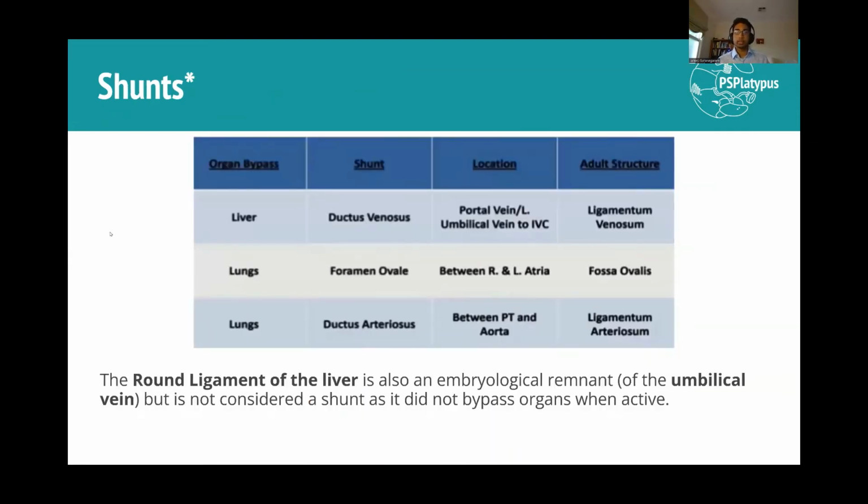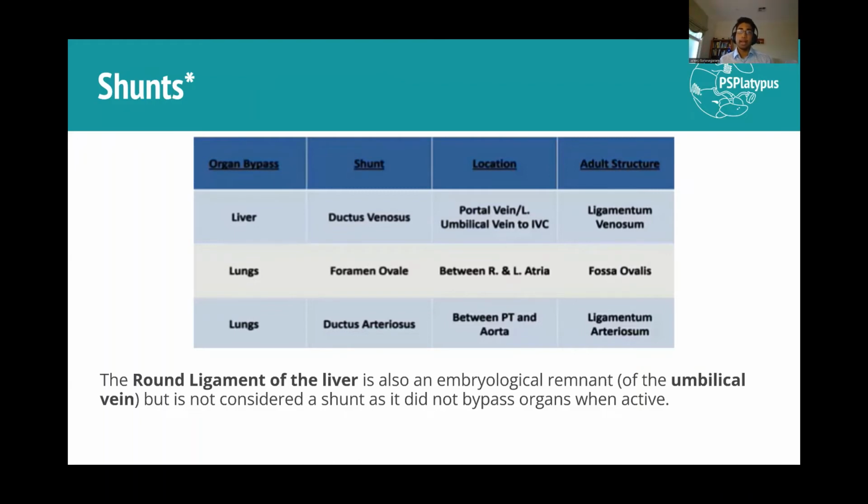Shunts, another quick reference slide. Basically these are bits of the embryological circulation where we bypass organs. Your lungs do not work when you're in the womb because there's no oxygen, and your liver does not work yet either because the mother's body is going to do all of the filtering for the embryo. So we have these shunts in order to let blood go straight from one side of the organ to the other without having to actually go through the organ because it wouldn't do anything.